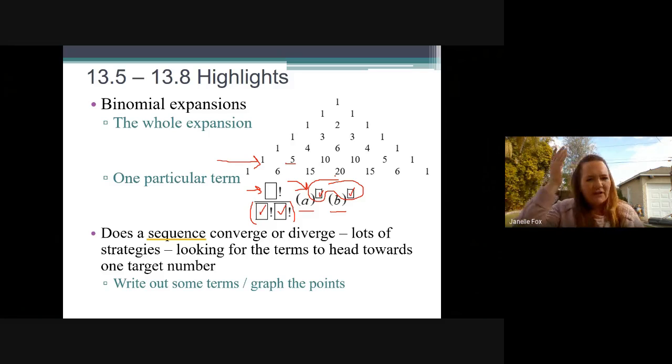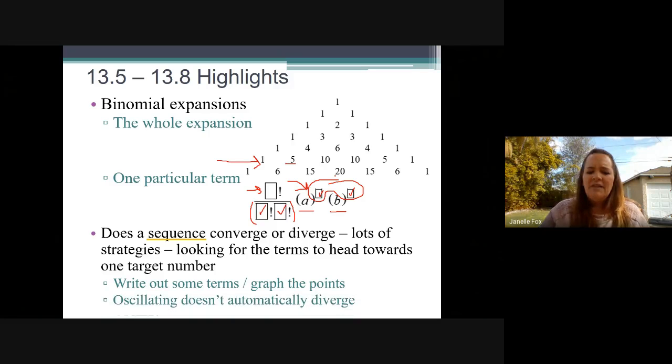You know me, I'm always a fan of drawing the pictures. So maybe it's just a matter of, are my points going towards a number? Are they just getting larger, so it diverges? Sometimes what happens on these is we have oscillating terms, but I want you to think to yourself that oscillating does not automatically mean that it diverges. So you really have to think about what the numbers are actually doing.